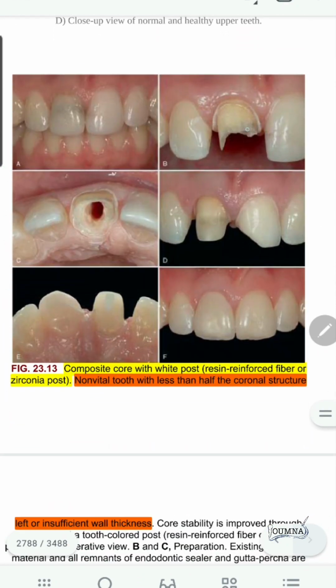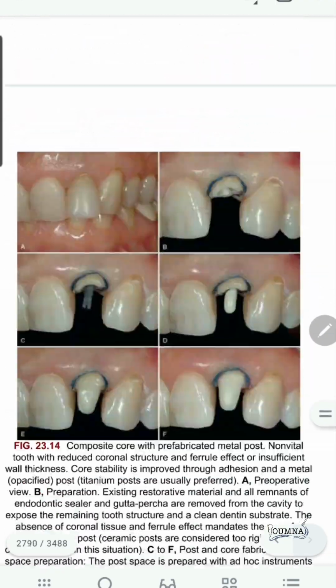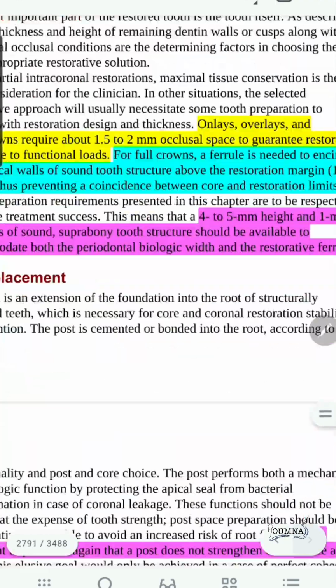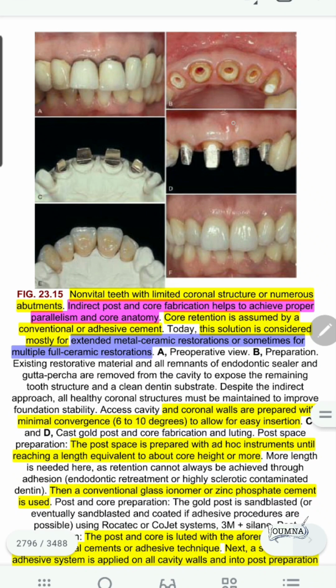This is the case where we do a fiber post. This is the amount of the tooth that must be remaining. We prepare half of the root length, or 1/3 of the length of it. And this is the post and core that is metal. We prepare 2/3 of the root length.